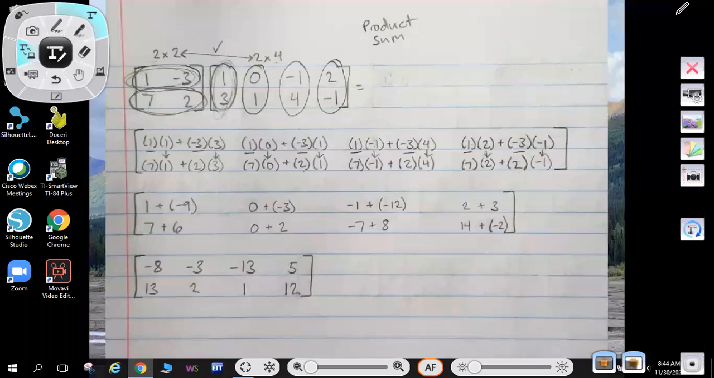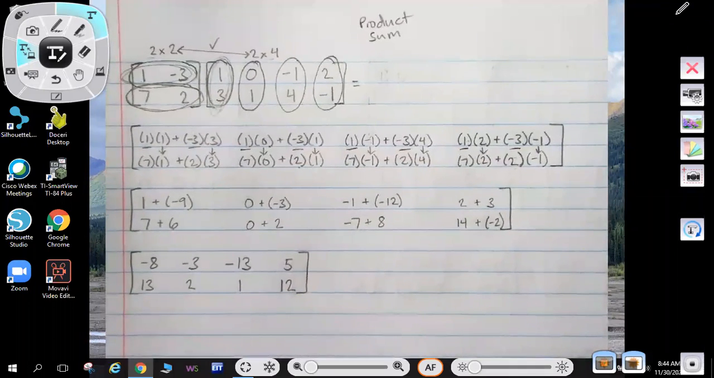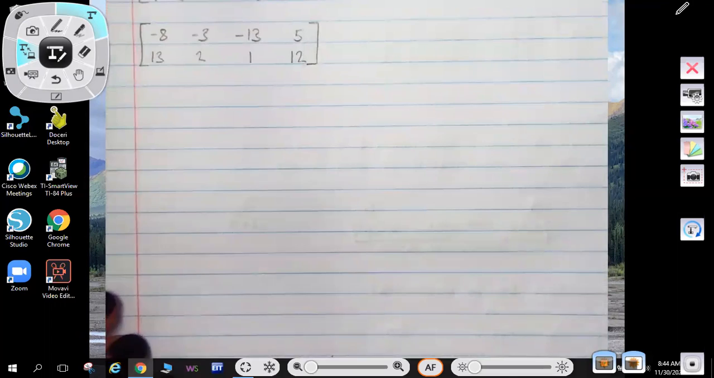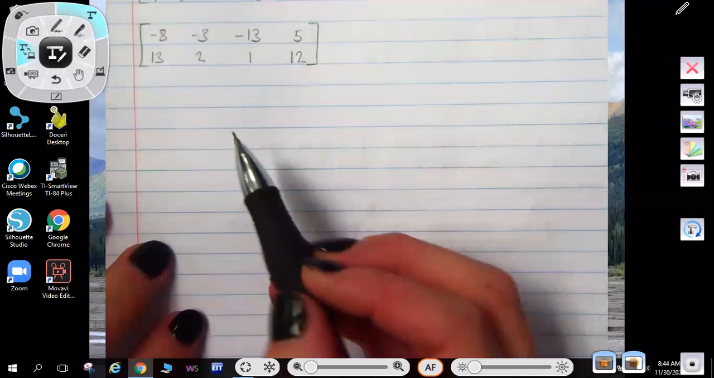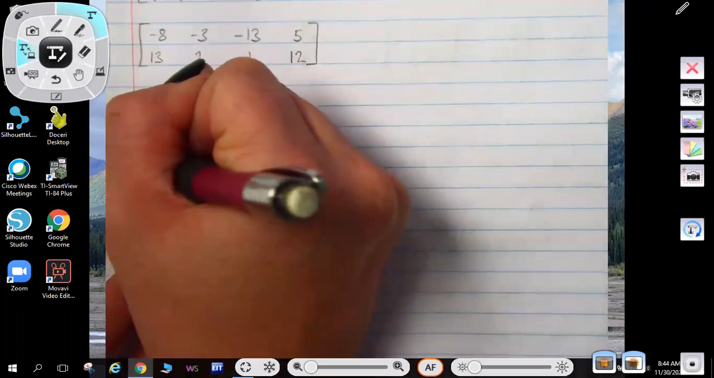Okay, I'm going to do one more. I'm gonna show you guys a different way to set up the problem. Nothing about how we work the problem changes, but it's just kind of a helpful setup tool.